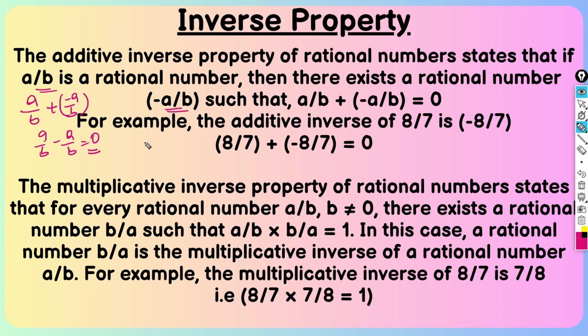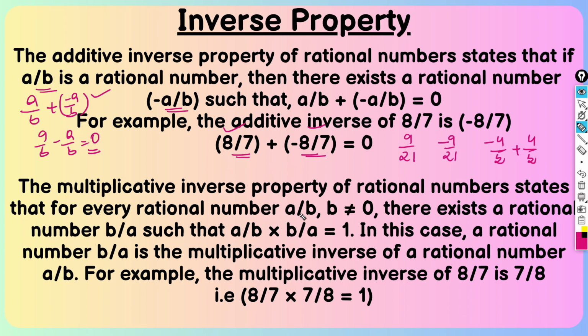Like this, for any rational number, there will be an additive inverse which, if you add, the result will be 0. For 8 by 7, the additive inverse is minus 8 by 7. For 9 by 21, the additive inverse is minus 9 by 21. For minus 4 by 5, the additive inverse is plus 4 by 5. Additive inverse is nothing but just a change of sign. A positive number becomes negative and a negative number becomes positive.